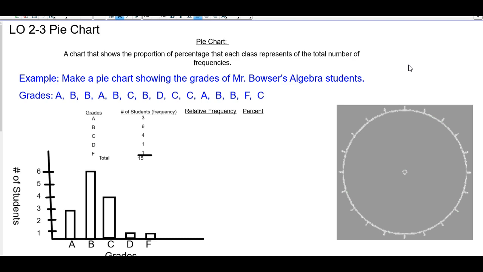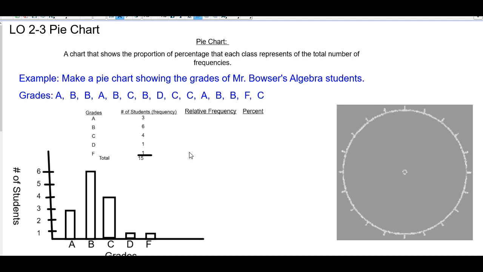Bowser's algebra students. So just as in the previous video that covered bar charts, you could be given any of these three ways to make the pie chart. You could be just given the grades, you could be given the frequency table or the bar chart and be asked to make the pie chart. So we are going to walk through how you do this. The first thing that we're going to find is the relative frequency.